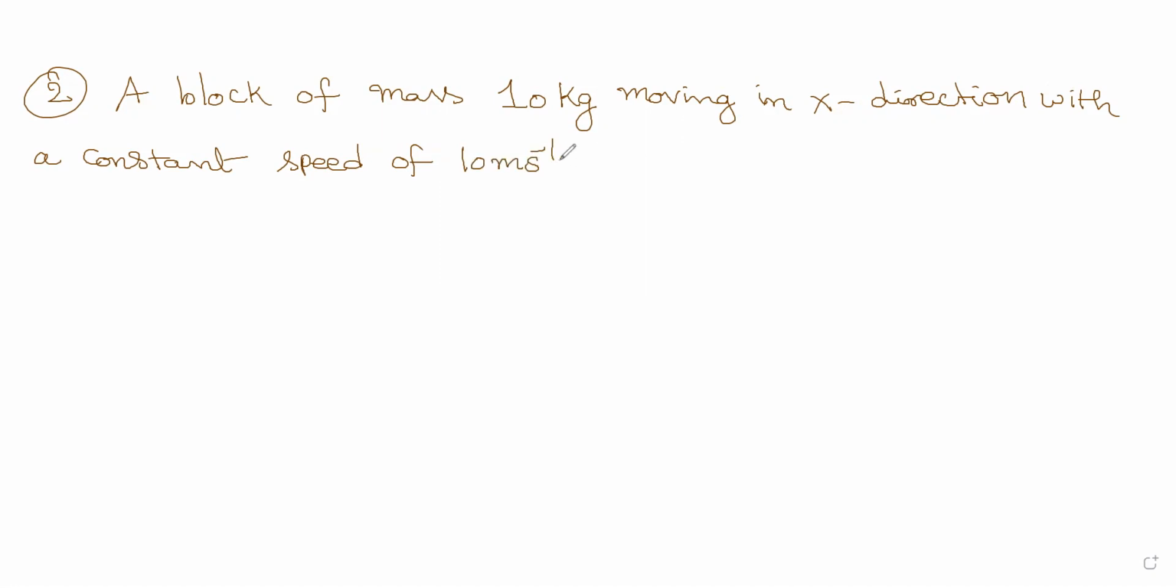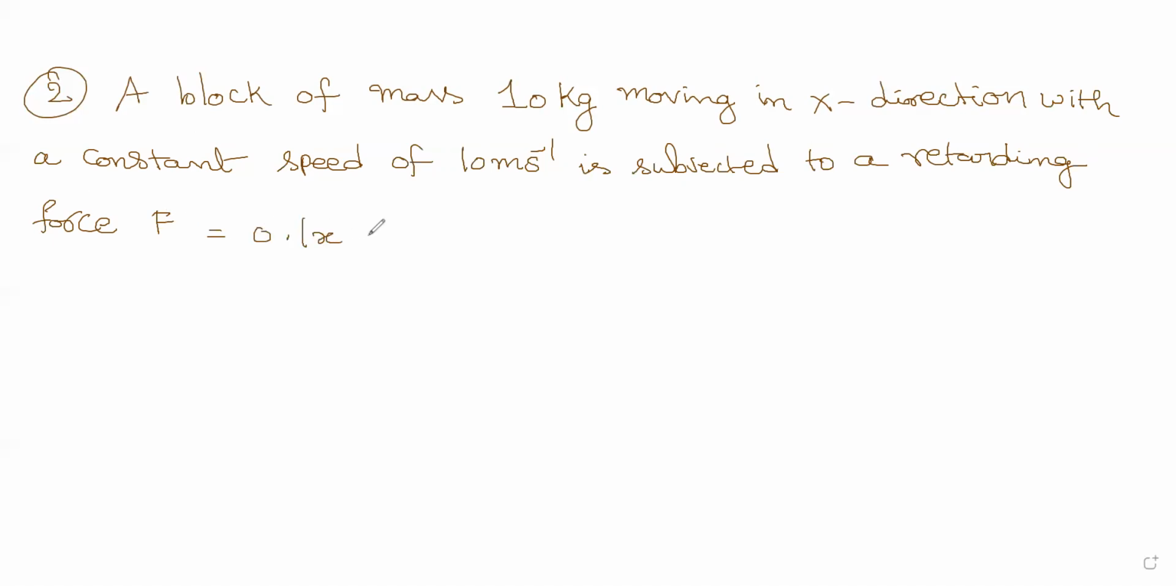is subjected to a retarding force of, what is a retarding force? Such a force will stop the object. Such is called retarding force. Retarding force of F is equal to 0.1x, and they have given a special unit, joule meter inverse. Joule meter inverse is actually newtons.